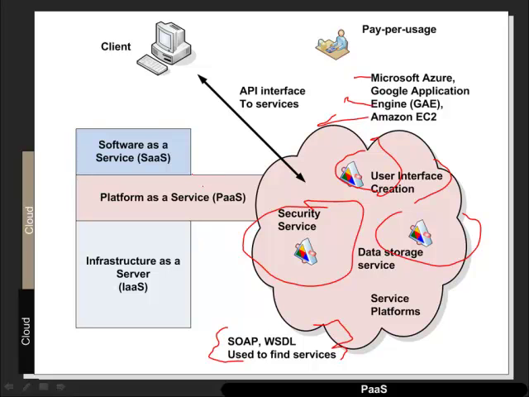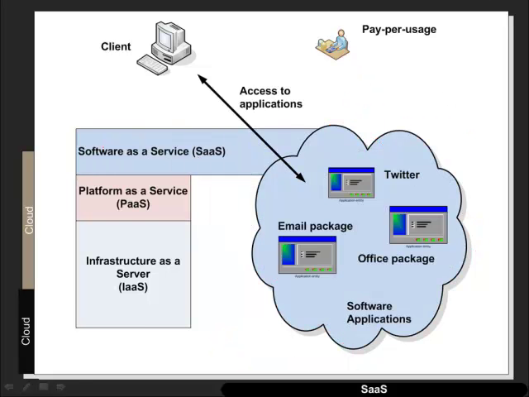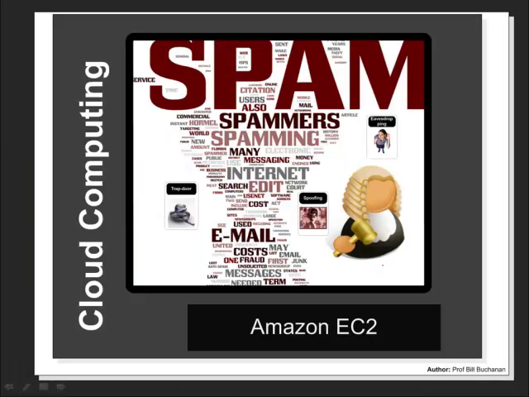And then above that we can have software as a service, and this is where the user can directly change the software for their own given purposes. So we see Twitter, Office packages, email and so on as good examples of software as a service.